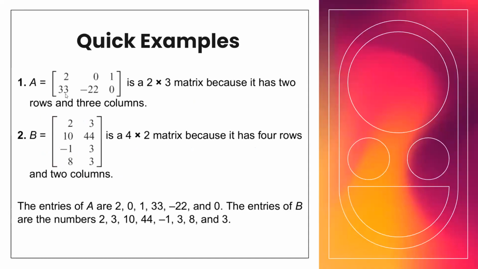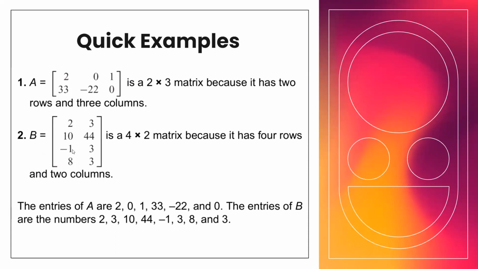Now here, how did we determine the dimension of each matrix? We just counted. We have two rows. So we wrote down two rows and three columns, 1, 2, 3. Therefore, the dimension of our matrix is 2 times 3. We did the same here, 1, 2, 3, 4, 4 rows times 2, 4 times 2, which gives us a 4 times 2 dimension.